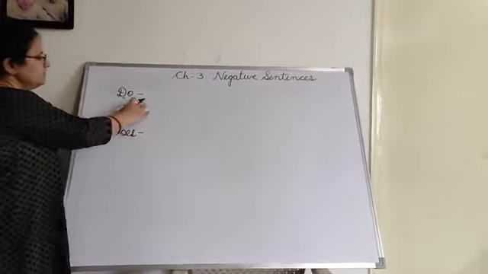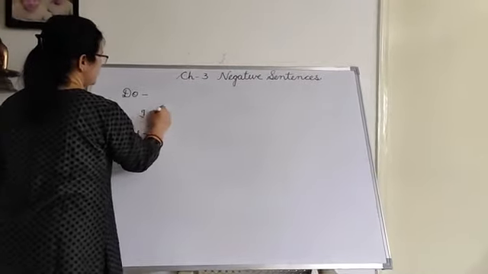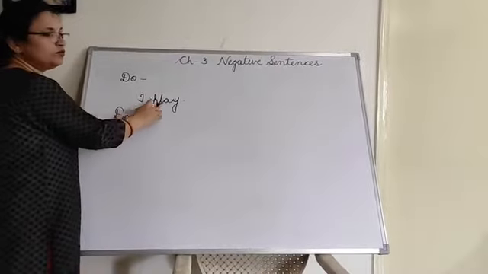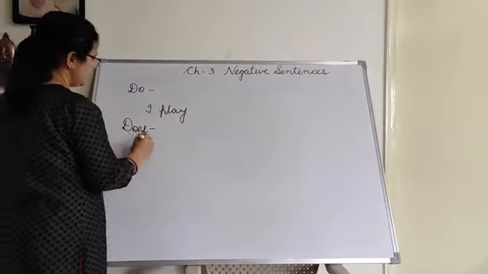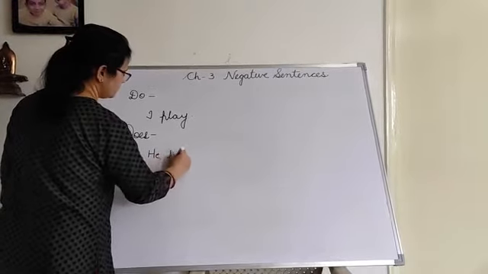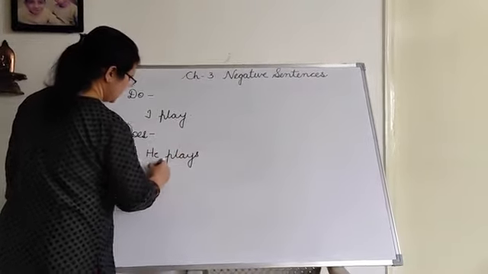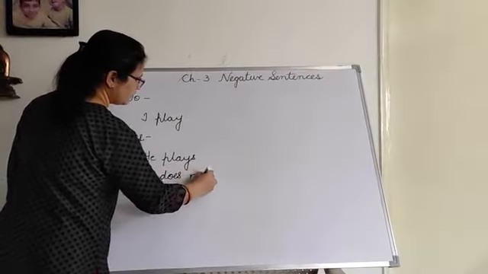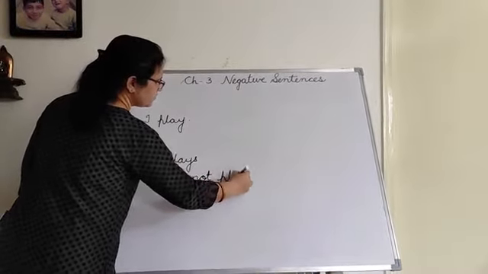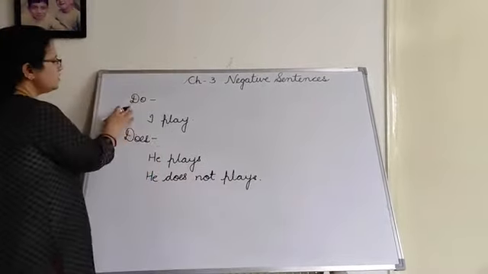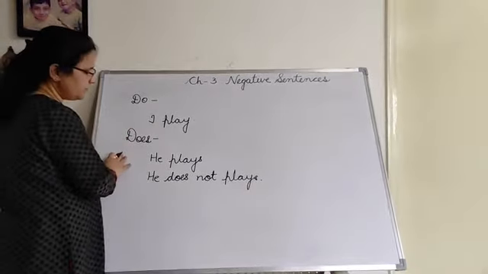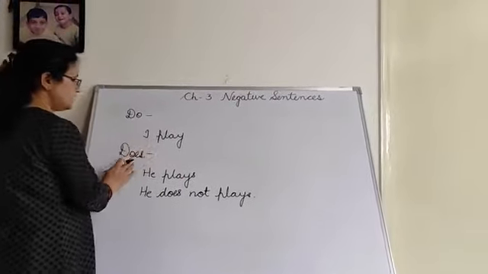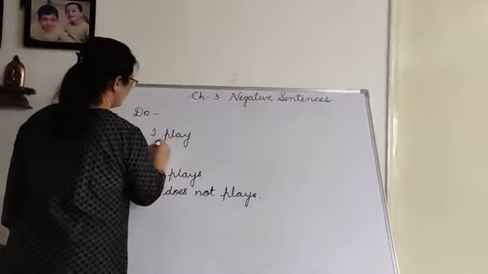Like, I play. Now let's see one example. I play. Now what will be the negative? I do not play. Now, he plays. He does not play. So children, with do and does, you will place not after do and does: does not and do not. I do not play.